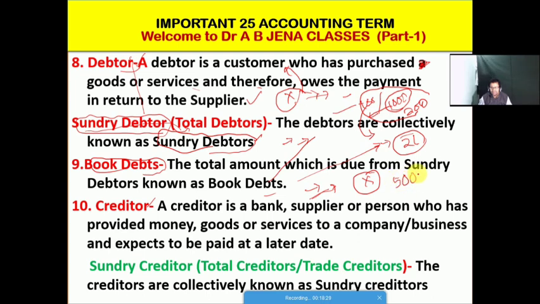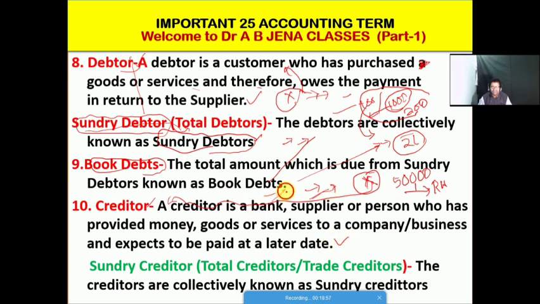Let's take an example of 50,000 for the raw material or goods. After 2 months or after some days you will pay rupees 50,000 to X. So X is for you the creditor. So a creditor is a bank or supplier, a person who has provided money or goods or services to a company or business and expects to be paid at a later date, by citing the suitable example.